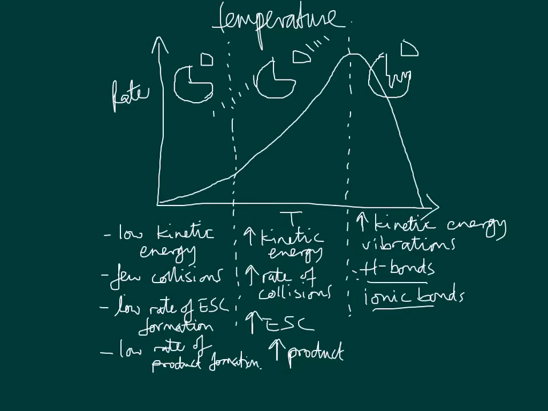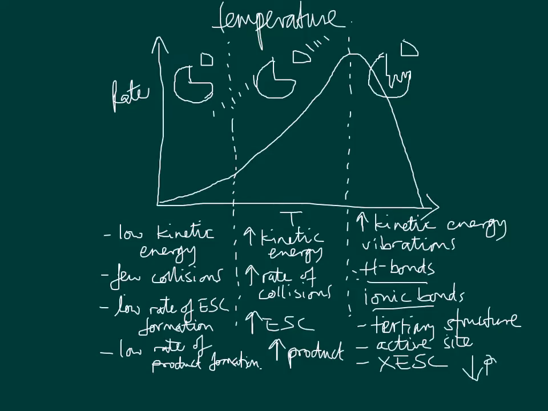If these bonds are breaking, we get a change in the shape, in the tertiary structure, and we get a change in the shape of the active site, and as a result we cannot form the enzyme substrate complex at the same rate. So the rate of product formation decreases. And that's the key point.